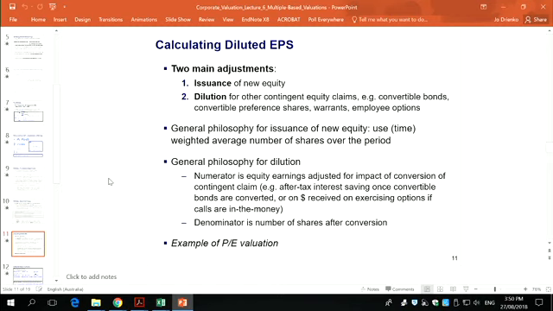And then so that's for the issuance. For number 2, dilution, the general philosophy for dilution is the numerator is the equity earnings, so it's the earnings, adjusted for the impact of any conversion of these options that JB Hi-Fi has. What that means, for example, is after-tax interest savings once convertible bonds or convertible options are converted, or the dollars received on any exercised options that are in the money. And the denominator, that's the numerator of the EPS, and the denominator is the number of shares after the conversion.